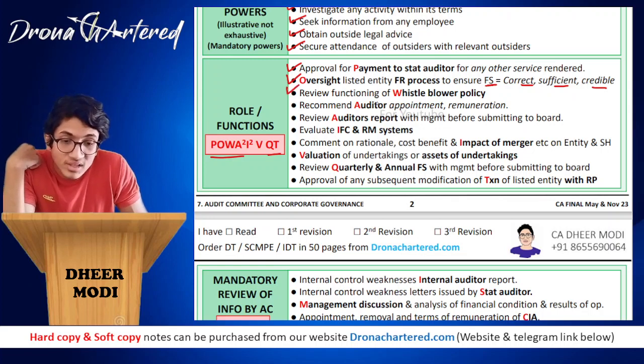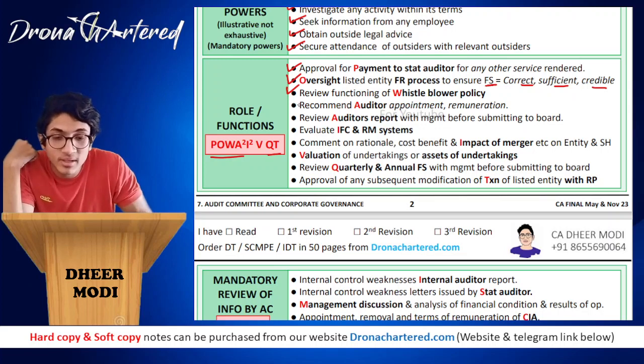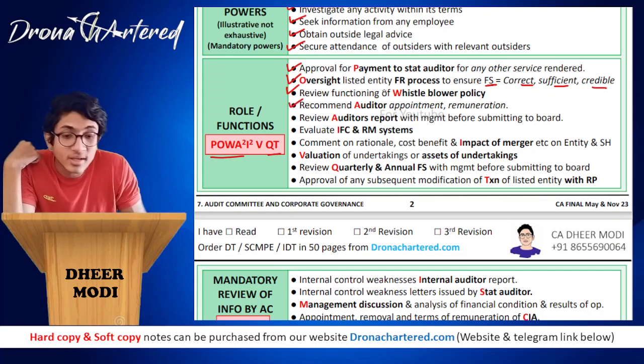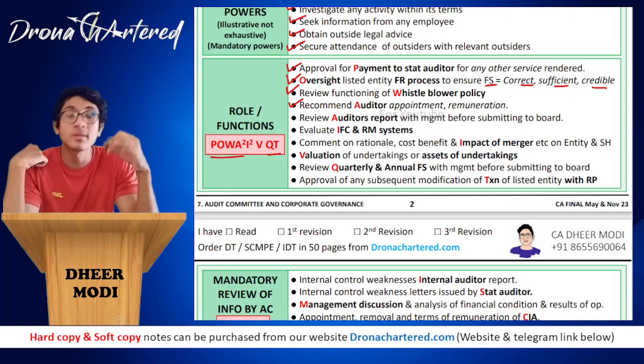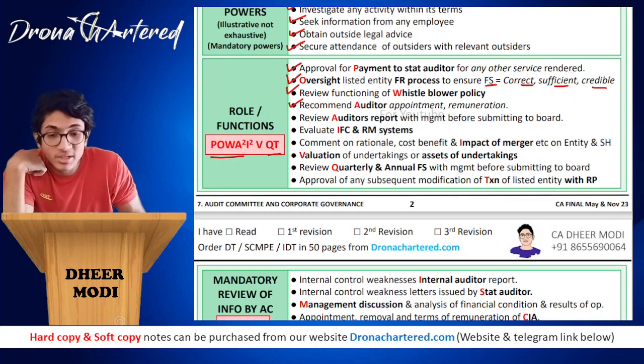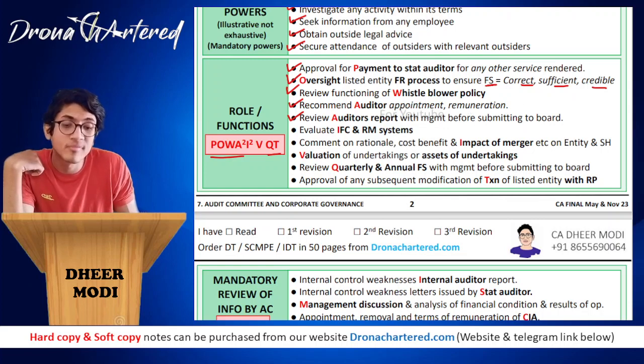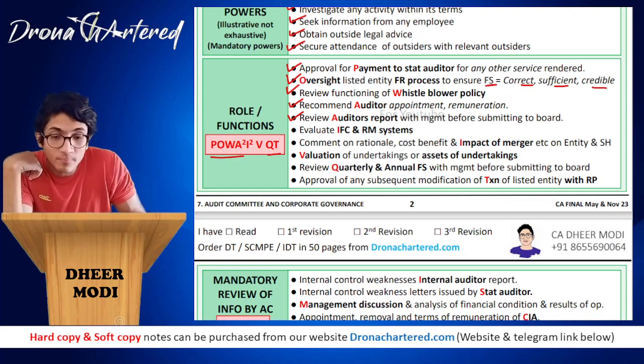Next is review functioning of whistleblower policy. We've already covered whistleblower policy. I hope everybody knows what it is. Next is recommend auditor appointment and remuneration. So they are the person who will be recommending the appointment and the remuneration, that is, what remuneration we will be paying to the auditor. Next is review auditor's report with management before submitting it to the board.